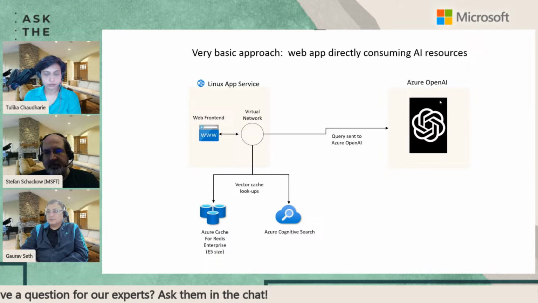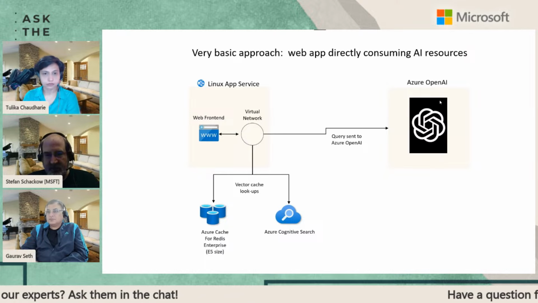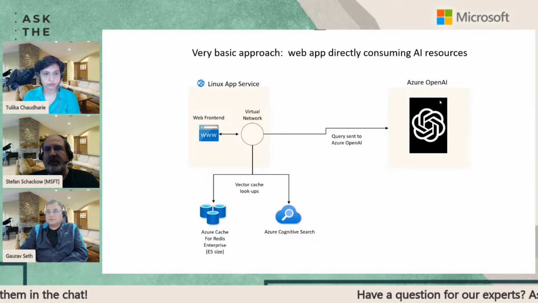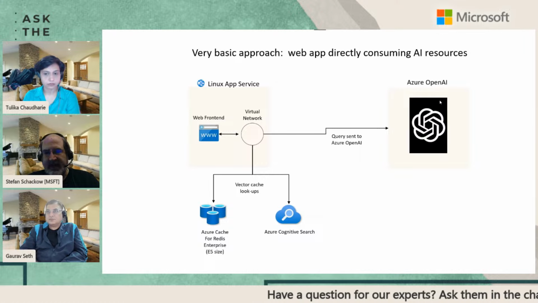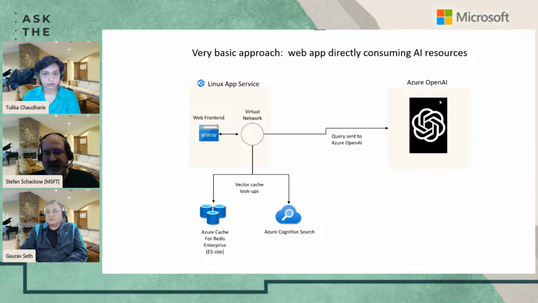Then you can also integrate some optimizations, which probably many of you have heard about. Some kind of look-aside cache where you can cache the vector embeddings so that you're not always going back to OpenAI. Now, having said that, this is an intentionally simplistic approach, right?